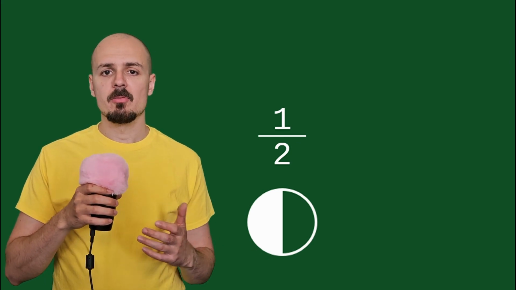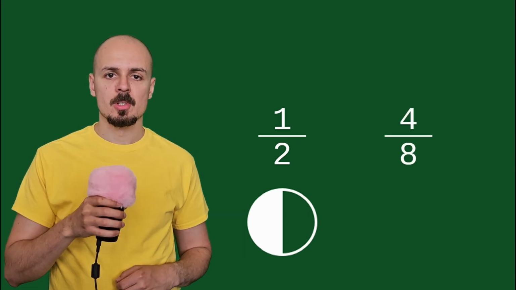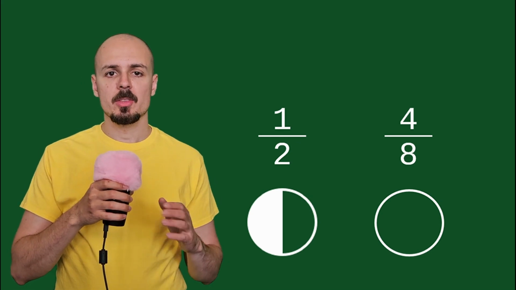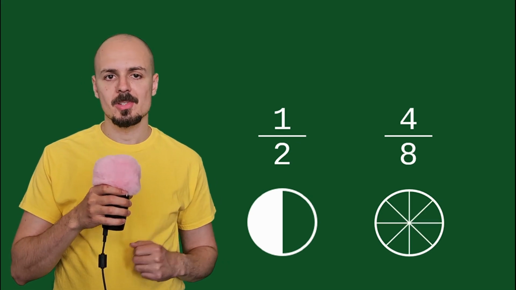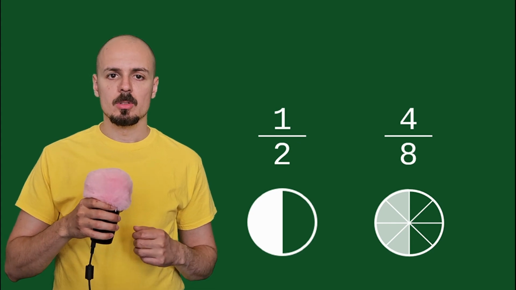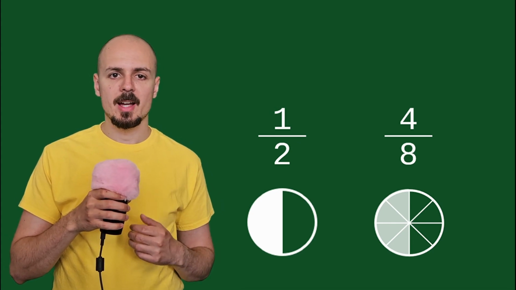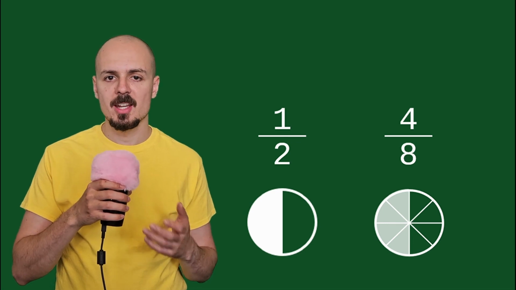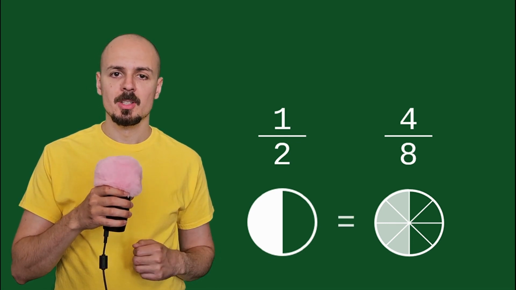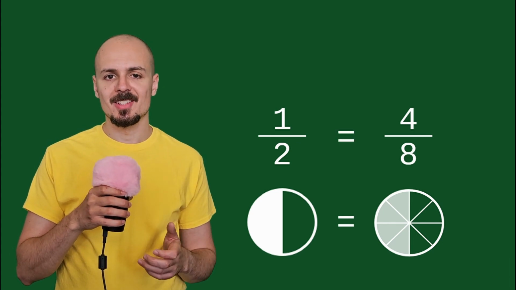Now, what if we have the fraction 4 over 8, or 4/8? Well, we can represent this the same way. In this case, we'll cut the pie into 8 equal pieces, and shade in 4 of those pieces. Now, what do you notice about these 2 pies? It looks to me like they both have the same amount of shaded area, so we can say that those 2 pies are equal.